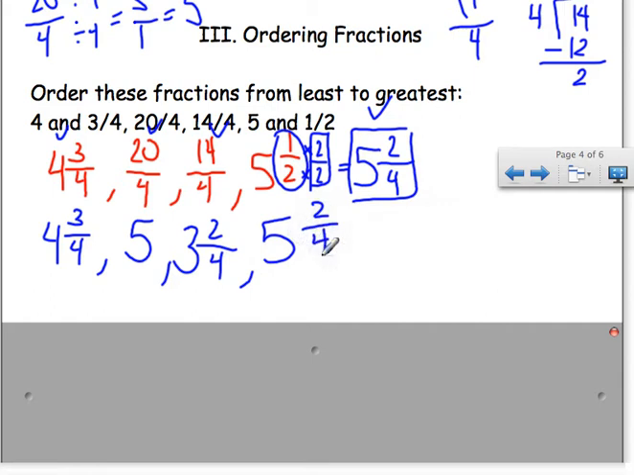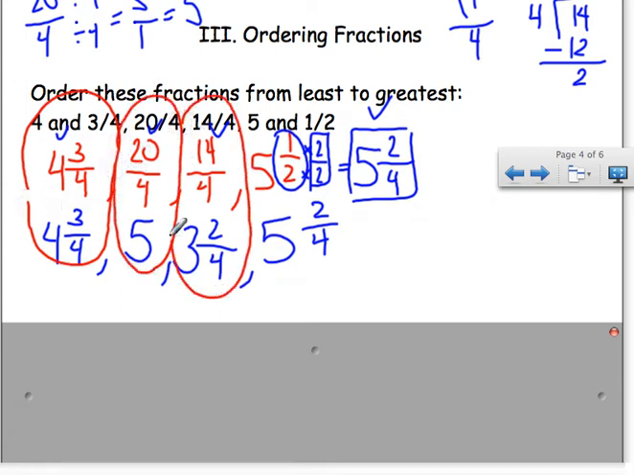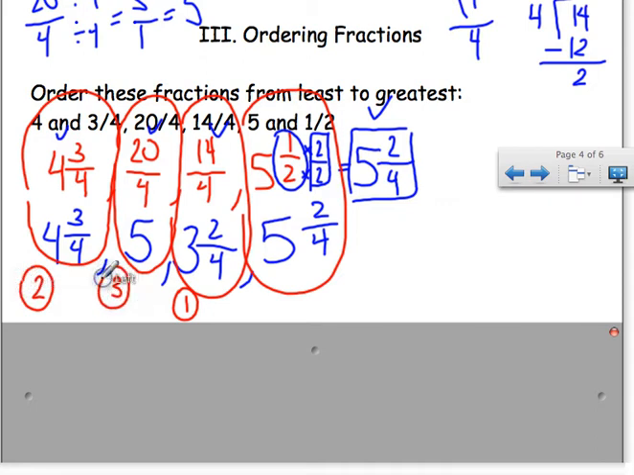So now it should be pretty easy to organize these from least to greatest. If I look at these, I'll circle them so you can see all the different pieces of information we have. If I'm going from least to greatest, the smallest one is this fraction. That'll be the first one I write. The second smallest is 4 3/4. That's the next one I'll write. The third one is this fraction, which is just 5, and this is the last one.